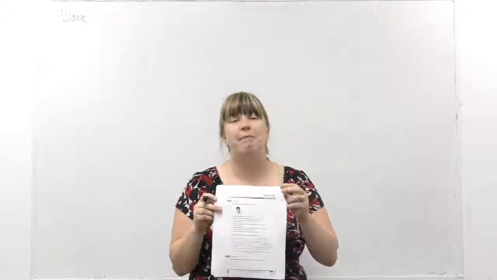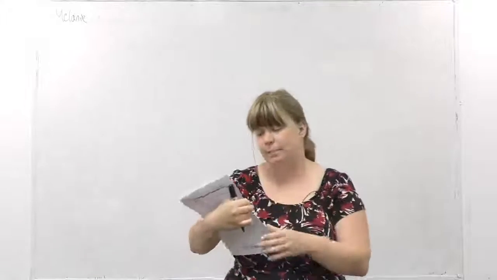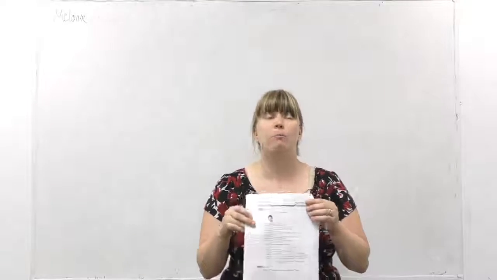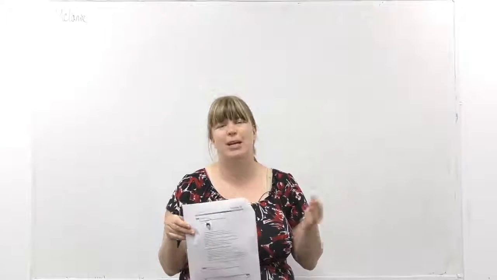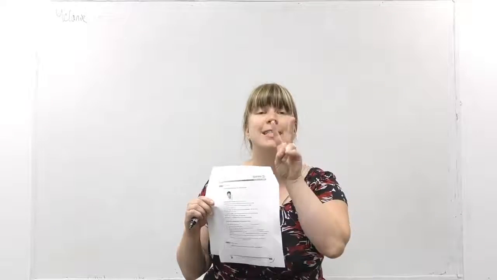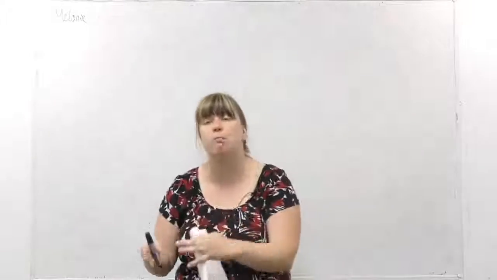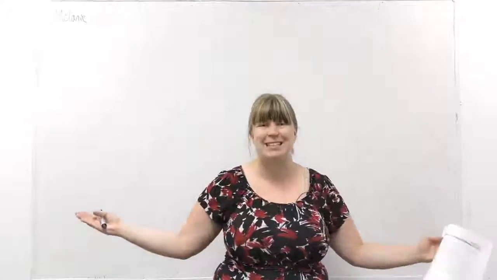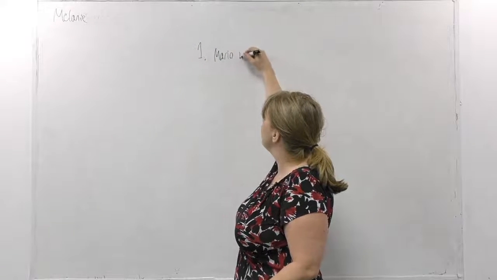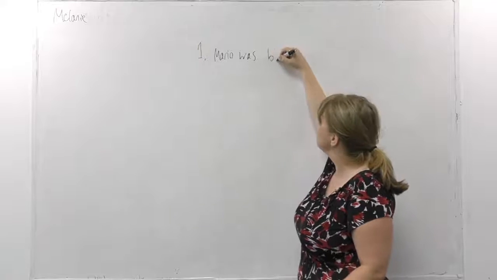So what do we have to do? We have to put the sentences in order. Okay. So, first up, you can see number one is way down here. Number one, Mario was born in Rome, Italy. Okay, so that's number one. Now, we have to look for the second sentence. So, first he was born, then what? Number one, Mario was born in Rome, Italy.